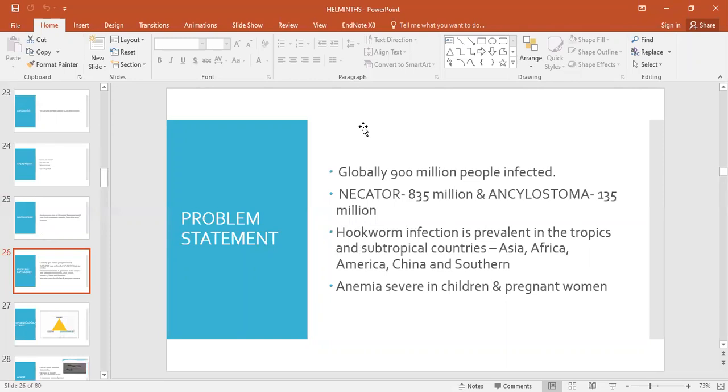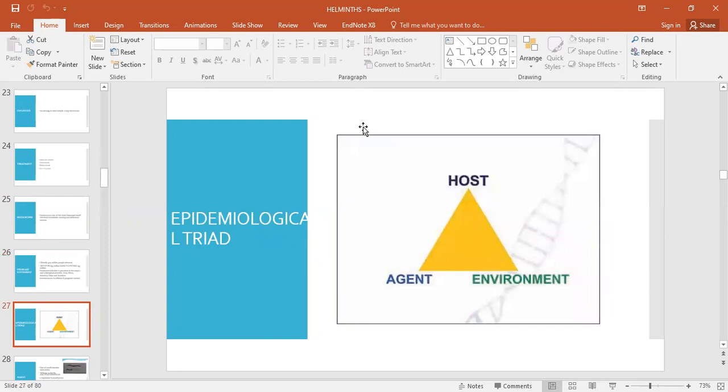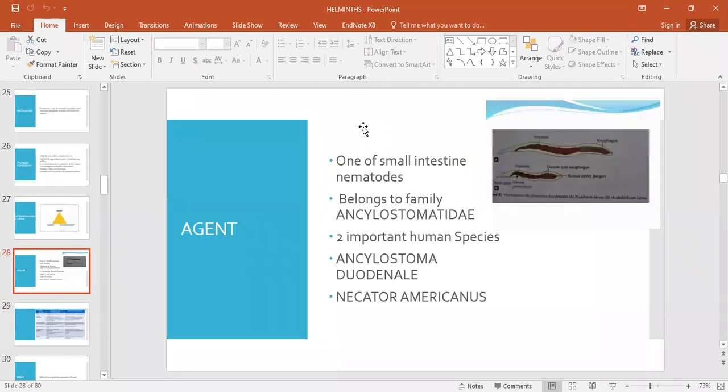Anemia, it may lead to anemia. Epidemiological triad. Agent: it is one of the small intestinal nematodes belonging to the family Ancylostomatidae. Two important human species are Ancylostoma duodenale and Necator americanus.